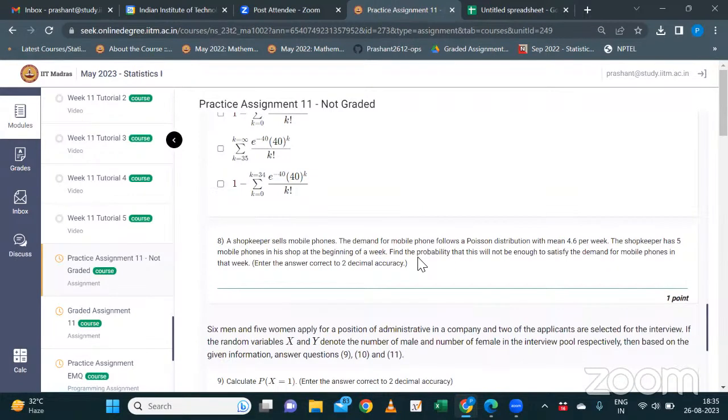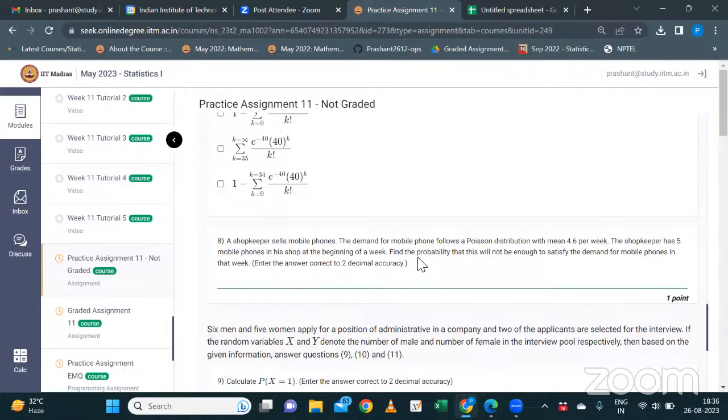Okay, a shopkeeper sells mobile phones. The demand for mobile phones follows a Poisson distribution with mean 4.6 per week. The shopkeeper has 5 mobile phones in his shop at the beginning of a week. Find the probability that this will not be enough to satisfy the demand for mobile phones that week. So what is the meaning of this will not be enough to satisfy the demand?